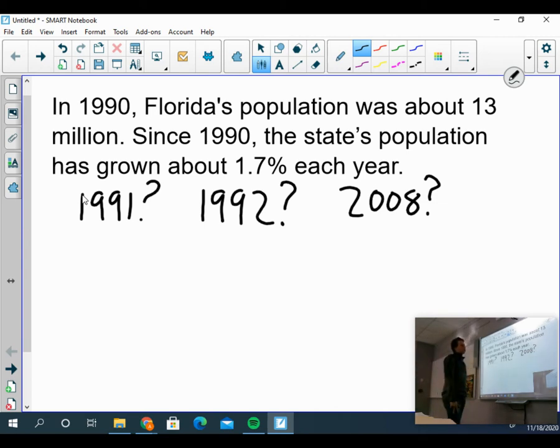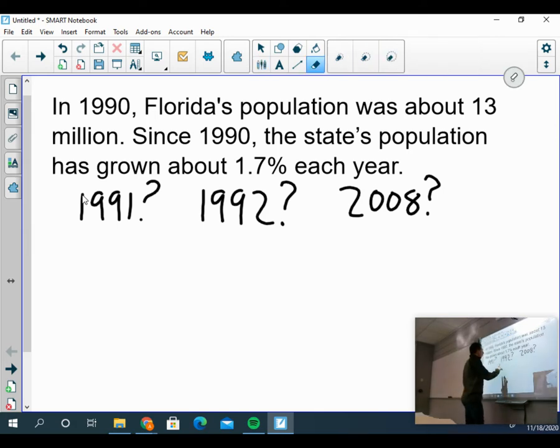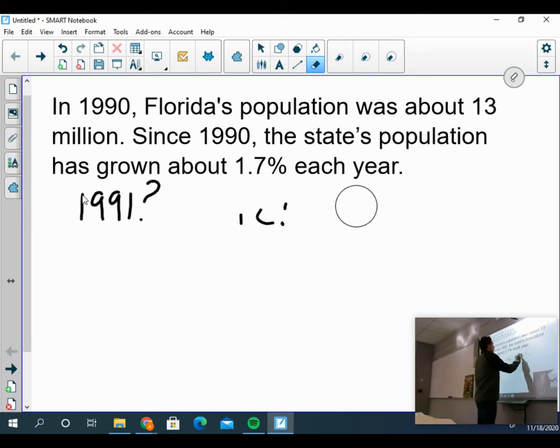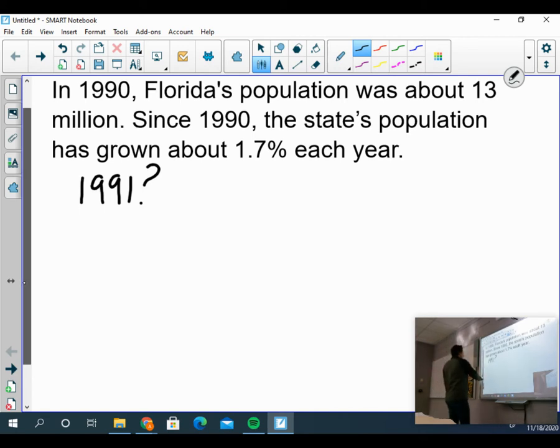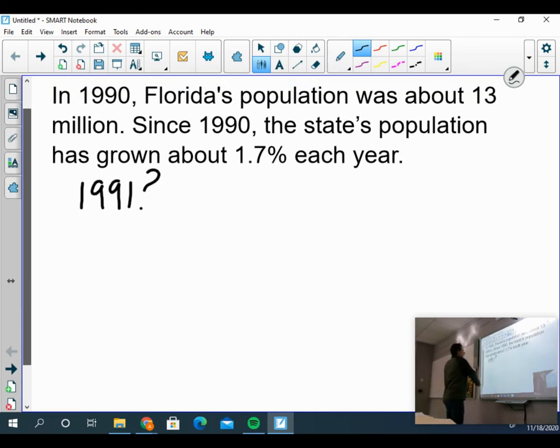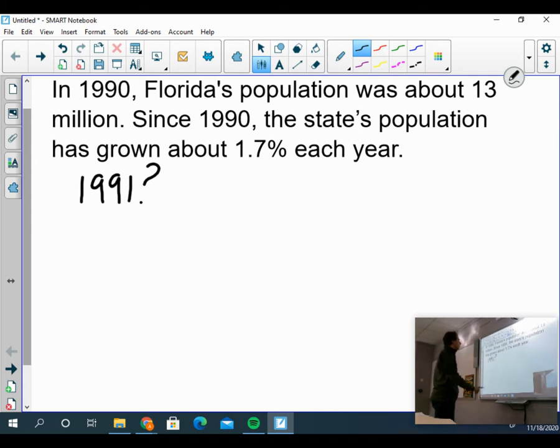Okay, hopefully if you're quarantining, you paused the video. Maybe if you've already done this, you can look back in your notes and see what you did. I'm going to focus first on 1991, then we'll move to 1992, and then 2008. So let's first talk about 1991. Now, most of you in class, and I'm willing to bet if you were at home, did something along these lines. You said, okay, the population is 13 million people.